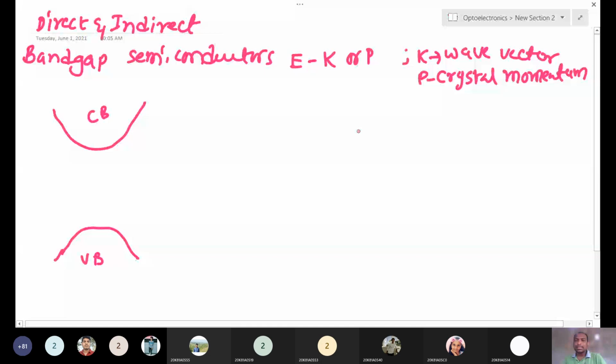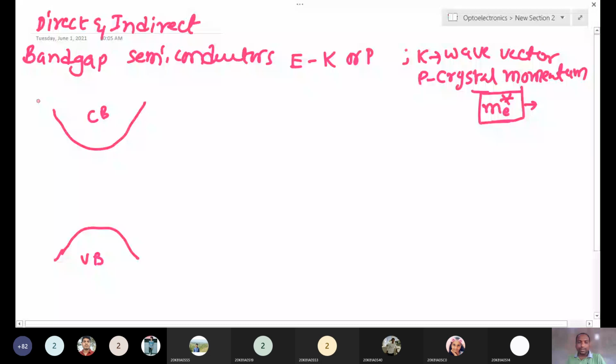Effective mass, why are we calling it effective mass? Because some external forces act on these particular electrons. That's why the mass of the electron or the mass of the hole is changing. That's why we are calling it effective mass. Here also we are drawing. First, to understand the direct and indirect band gap, we have to draw the E-K diagram. Along the y-axis it is the energy, along the x-axis we take K or P, whatever you can take. They indicate the same meaning.